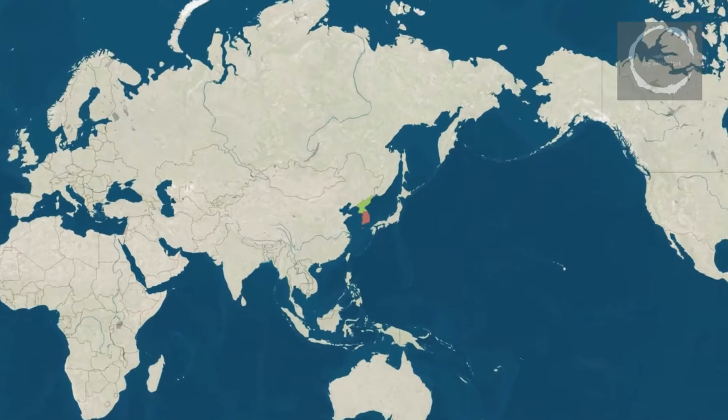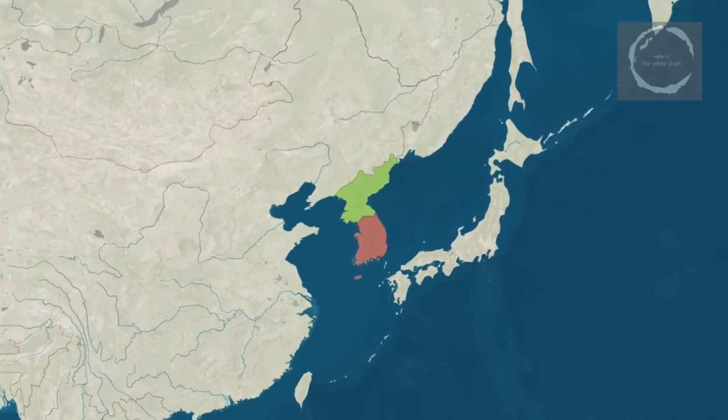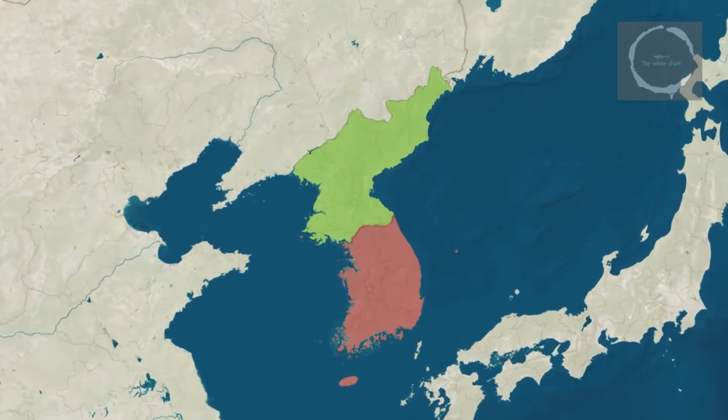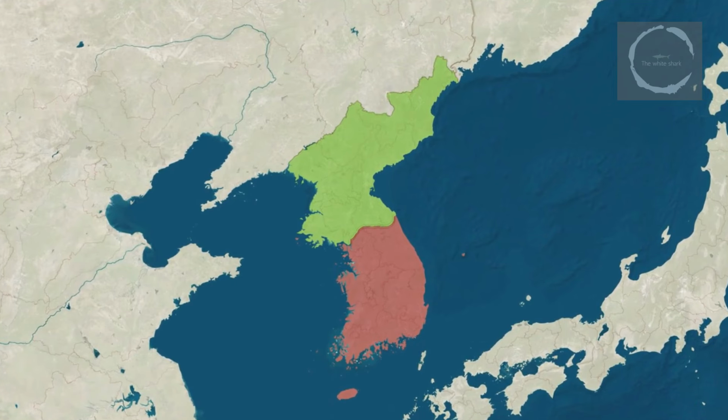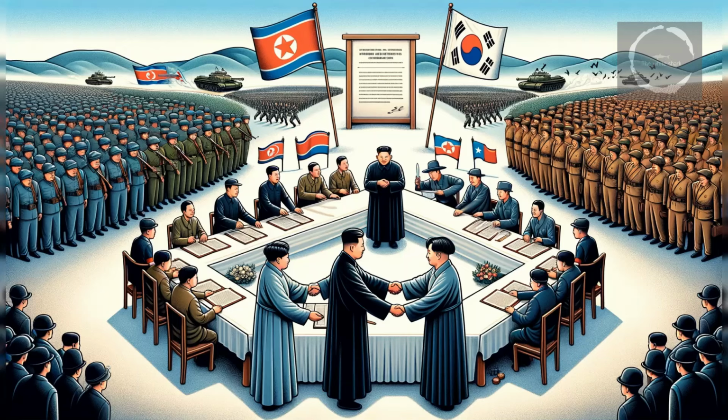This left the Korean Peninsula technically still at war, divided along the Demilitarized Zone, DMZ, which closely followed the 38th parallel. The agreement also included provisions for prisoner exchanges and established mechanisms for conflict resolution between the North and South.